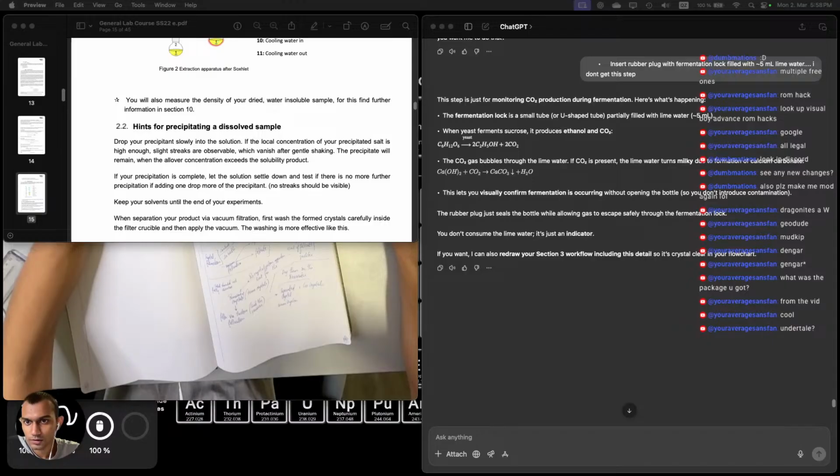Where is it? Working place? Where is the fermentation lock? I did not see that. Centrifuge tube. Quick fit. Porcelain plate with pits. Where's the fermentation lock? I don't see it.